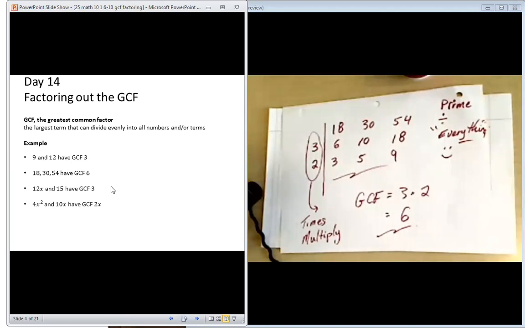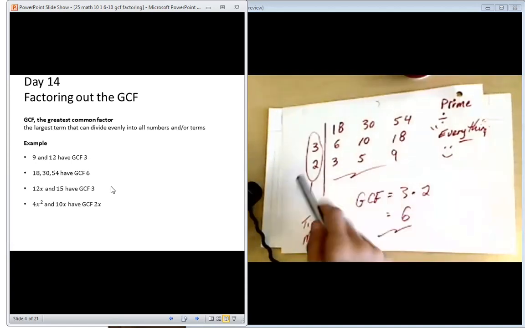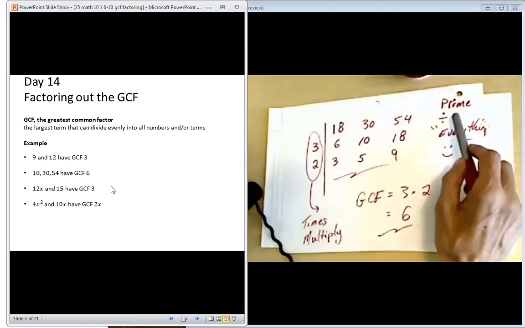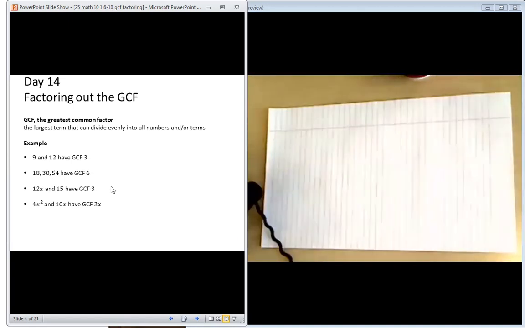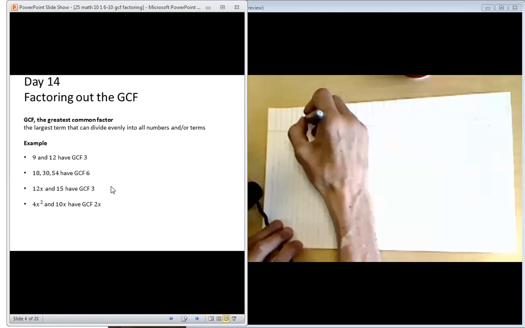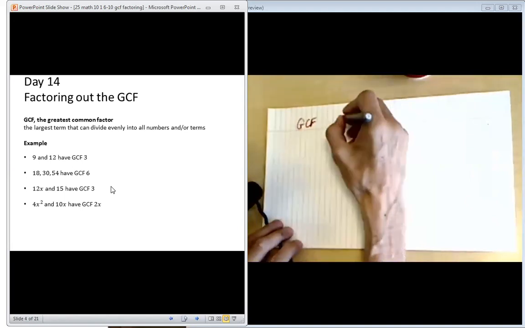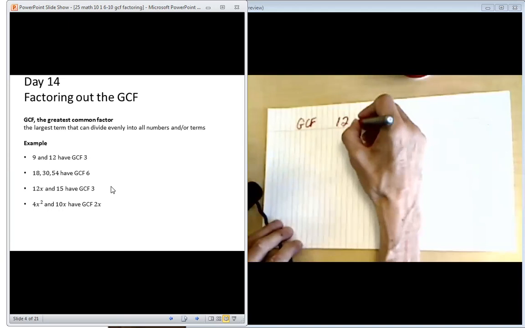Okay, so in the next example, we have some x's, or one x showing up, but don't panic. It's going to be okay. We just keep track of it in here, just like any regular number. Remember that we're dividing, all right? So for the next example, we got 12x and 15.